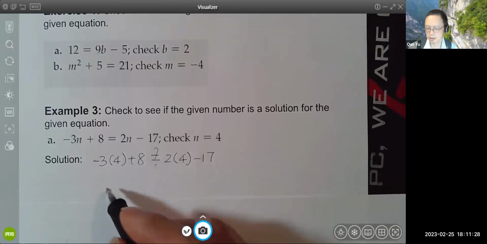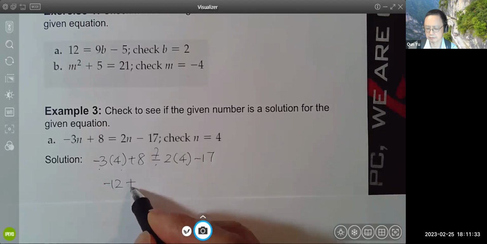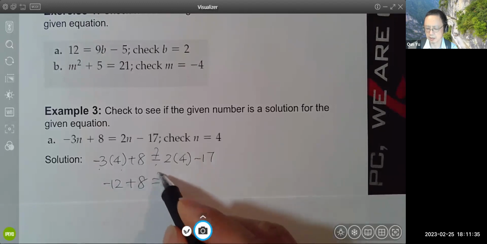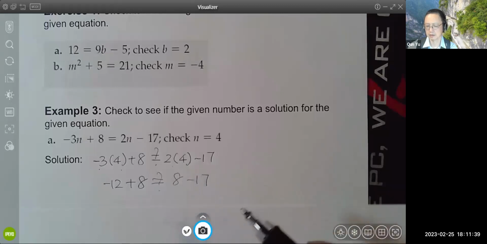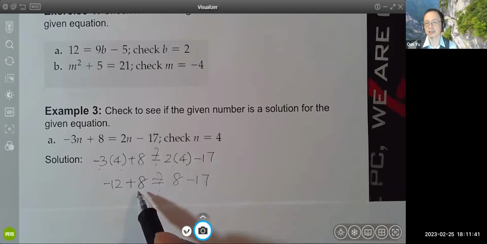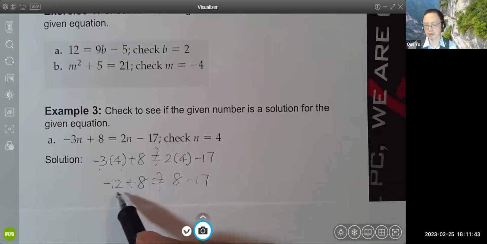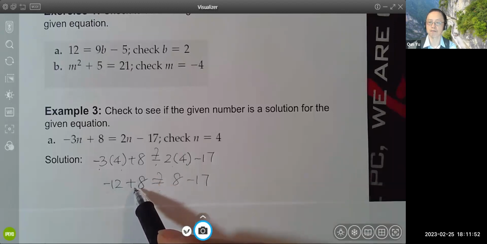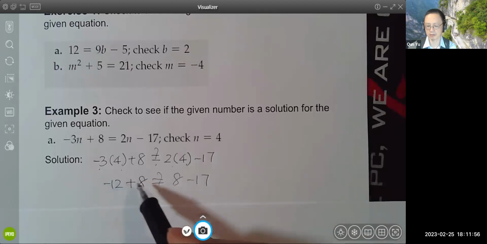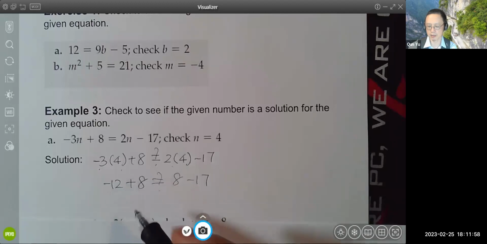Now we need to do the calculation. Negative times positive is negative. On the other side is 8 minus 17. So -12 plus 8, we learned how to add numbers with different signs, right? We look at which number is bigger. The one with smaller size will get canceled. You get some left over from the number with bigger size. So we get the left over from here, which is -4.